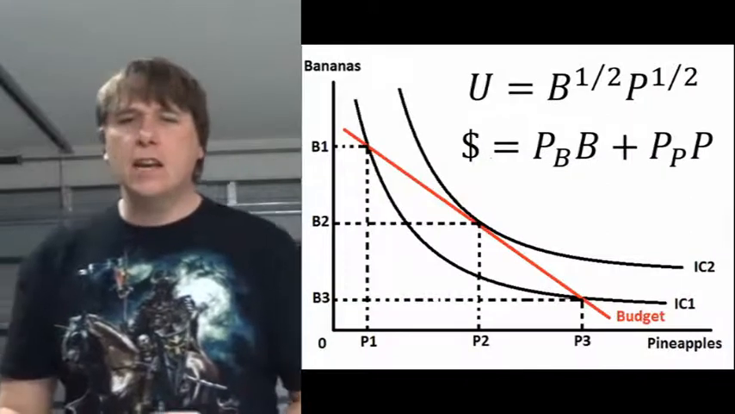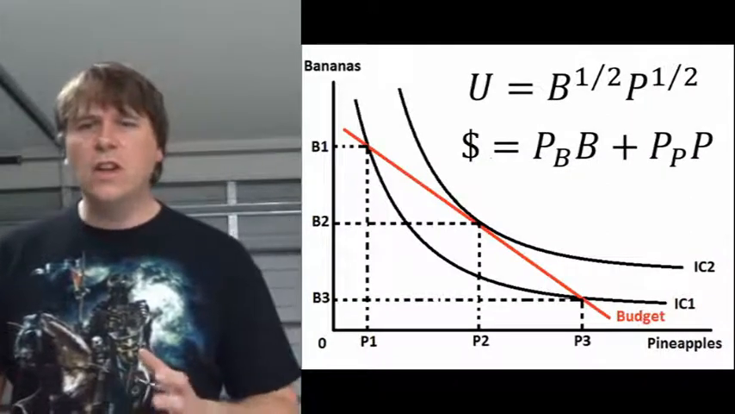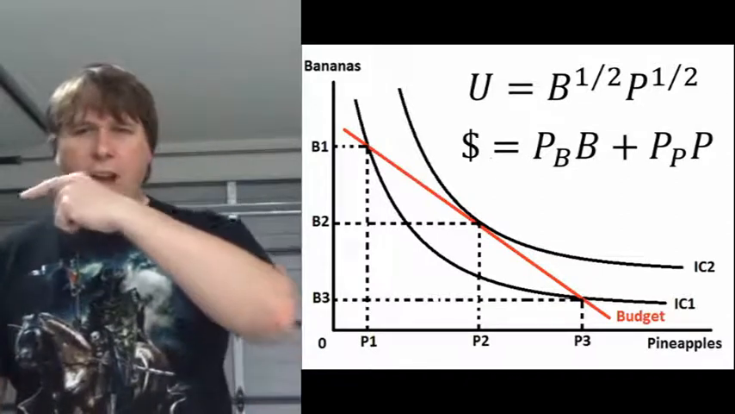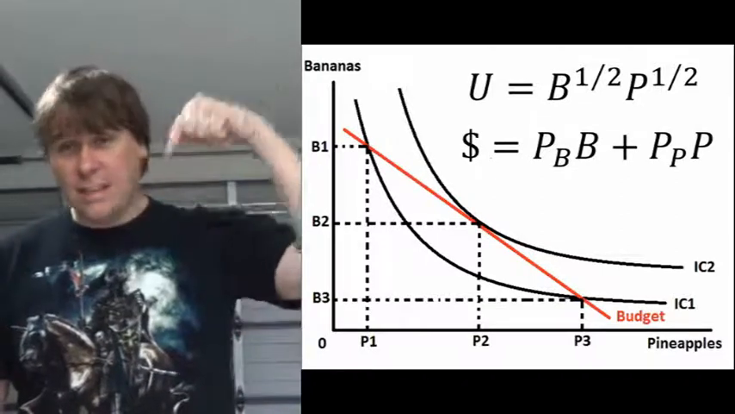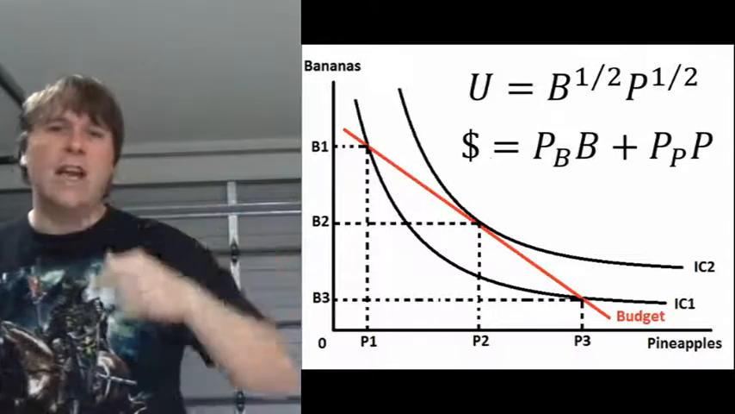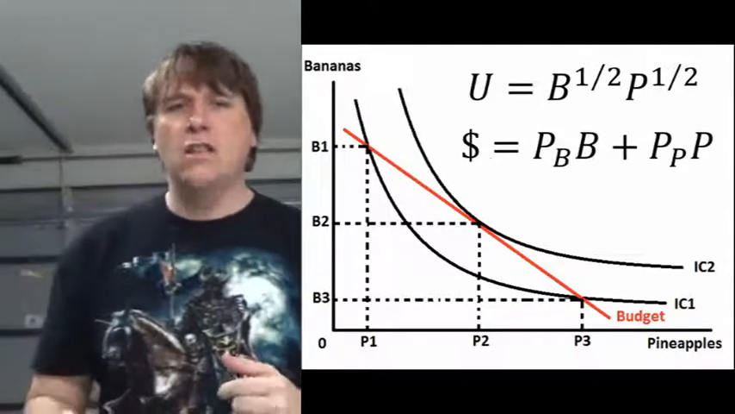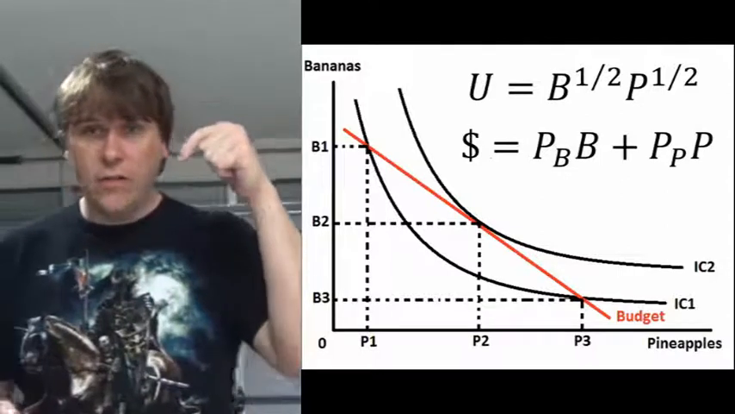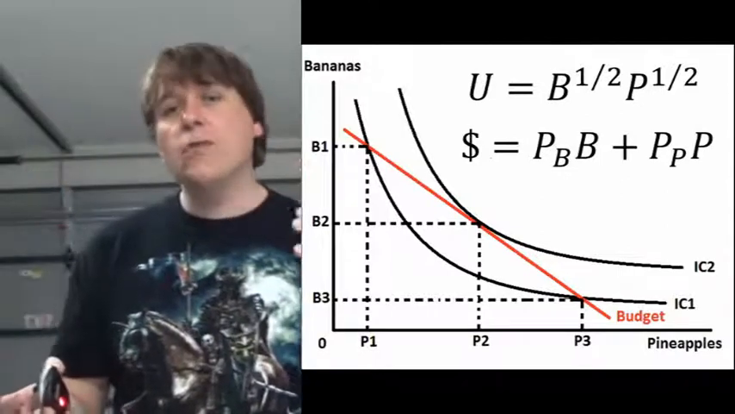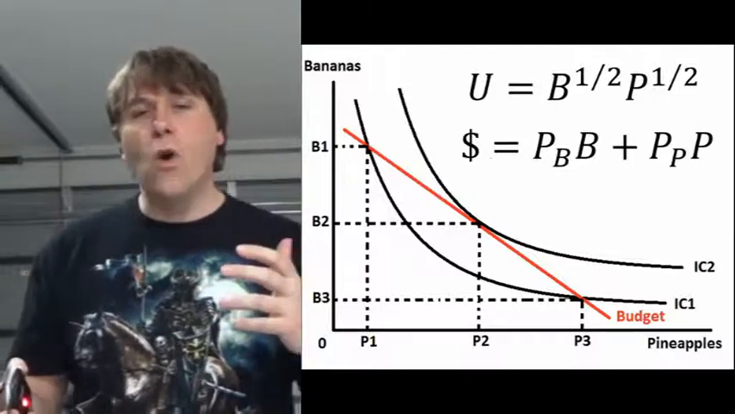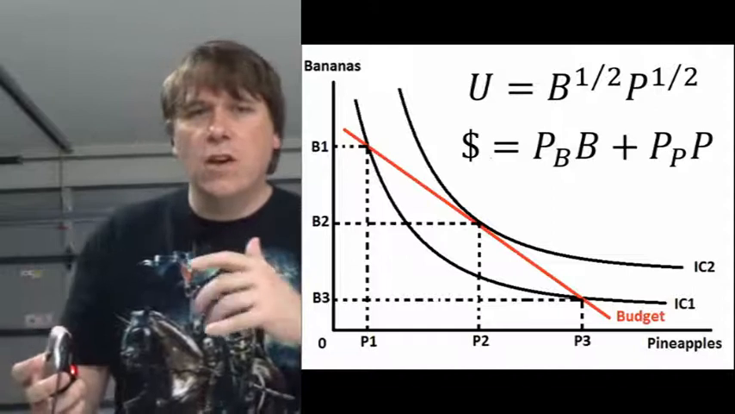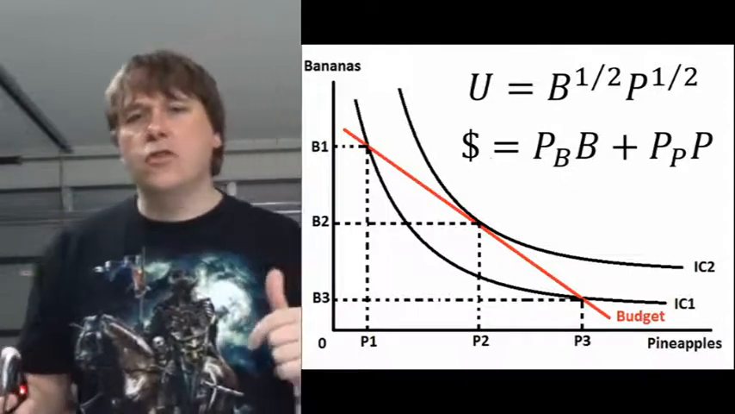Alright, so let's now take a look at indifference curves. So what is an indifference curve? An indifference curve is a curve that has the same level of utility. In this case, we've got bananas and pineapples. So any combination of bananas and pineapples that falls on that curve produces the same utility. So for example, we've got IC1. Let's say that gives you a utility of 12 utils, for example.